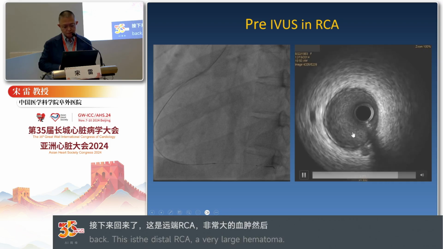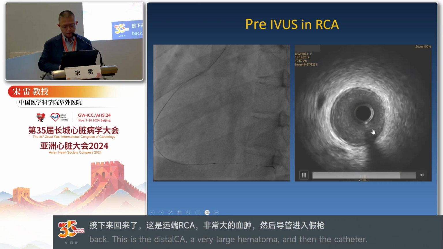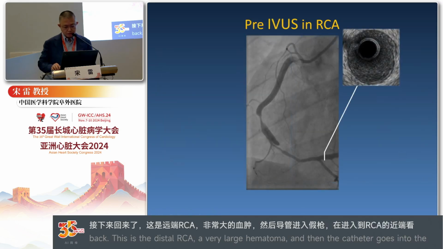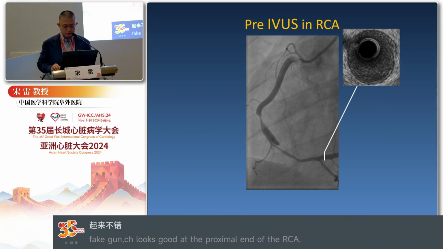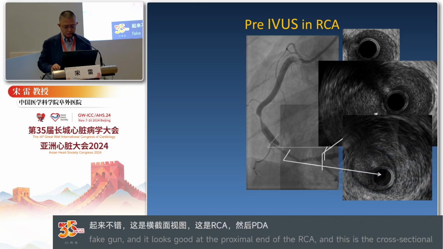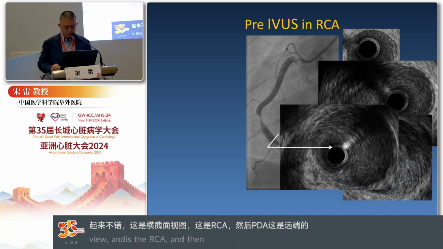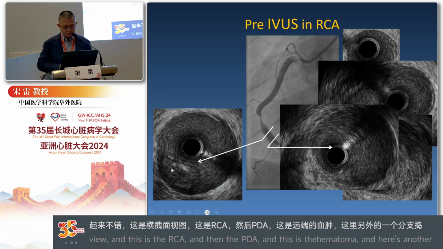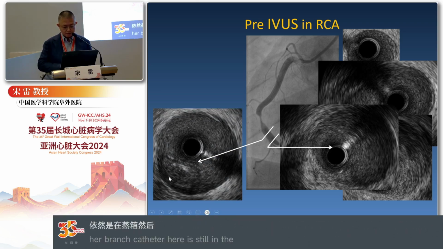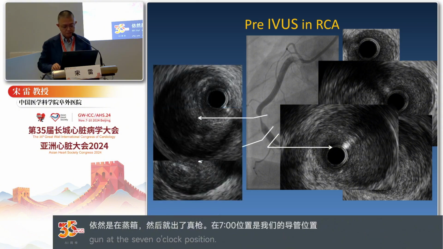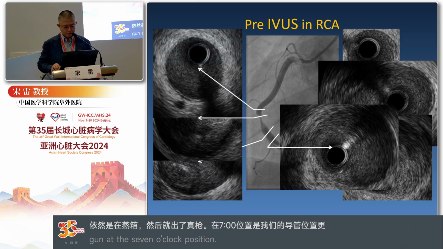Then coming back to the proximal RCA, it looks good. Here is the cross-section view: this is the distal RCA, then coming to the PDA and the distal RCA hematoma, and here another side branch. The imaging catheter is still in the true lumen, and then outside of the true lumen, where the true lumen is at the 7 o'clock. More proximally, it is back in the true lumen and normal.